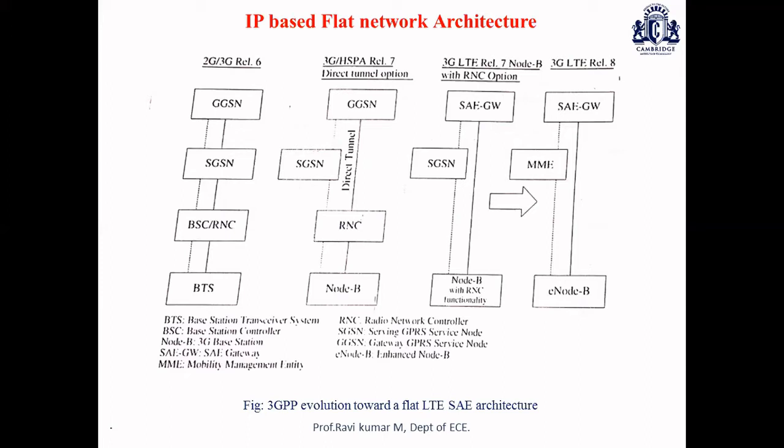In release 7, a direct tunneling option was introduced from RNC to gateway GPRS service node, eliminating the SGSN. You can see in the picture of release 7 where we have the direct tunneling option. LTE has only 2 elements in the data path, that is the enhanced Node B and, with respect to the gateway, the system architecture evolution gateway, SAE gateway.